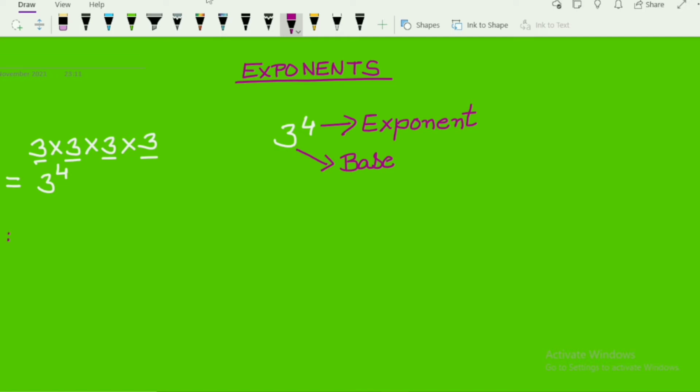Any number to the power 0 is always equal to 1. Let's take another example. Say 1 by 2 whole to the power 0 will also be equal to 1. Another one, you take root over 7 whole to the power 0. It will also be equal to 1.